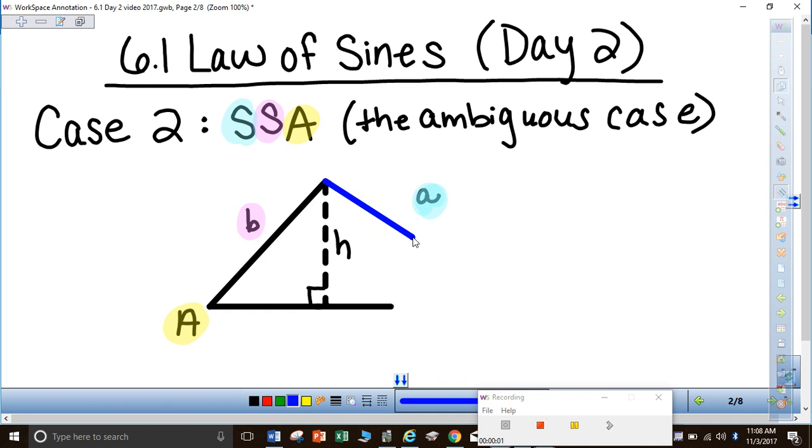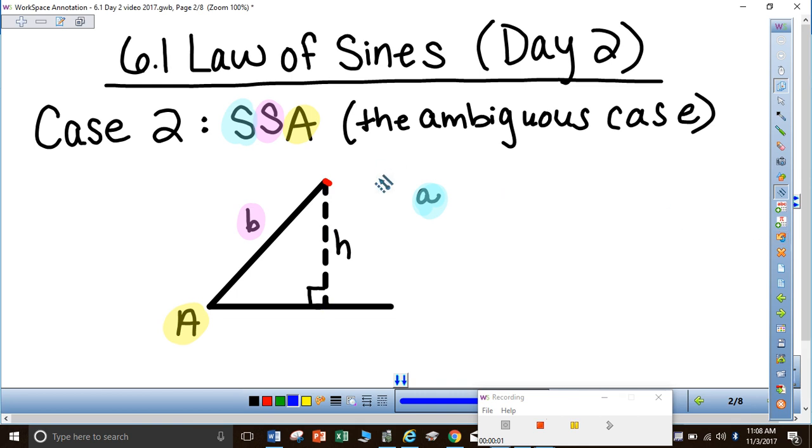But one possibility is if side A, oh shoot, I just let go of it, hold on. Side A is less than the height. So if side A is less than the height, you'll see that it's not long enough to make a triangle. You could put it all the way over here to the other side. It will never touch. And so one possibility is that there's actually no triangle that ends up being formed. Another possibility is if side A is equal to the height. So if it's equal to the height, you end up with one triangle, and it happens to be a right triangle.